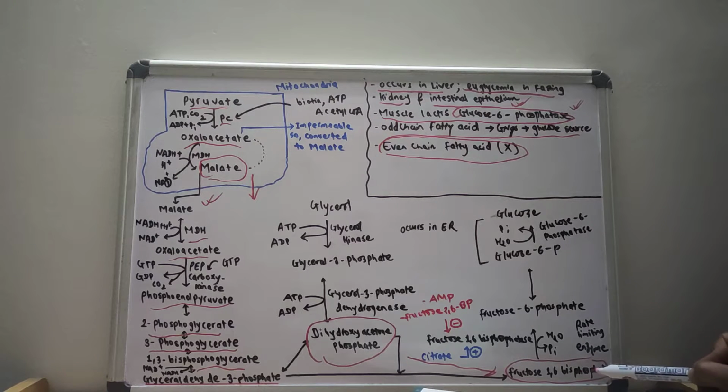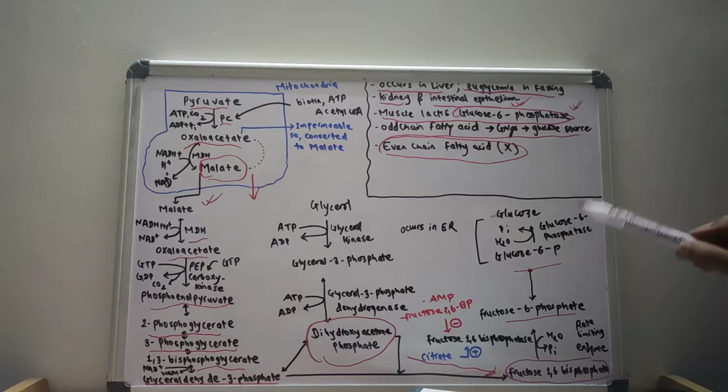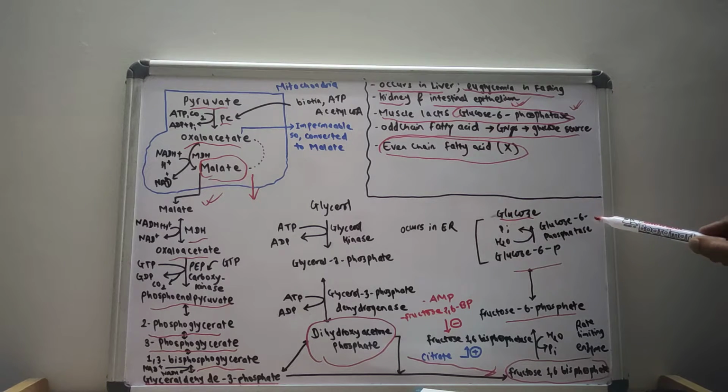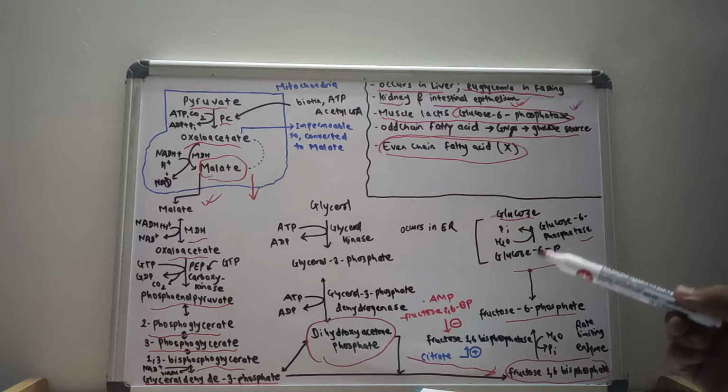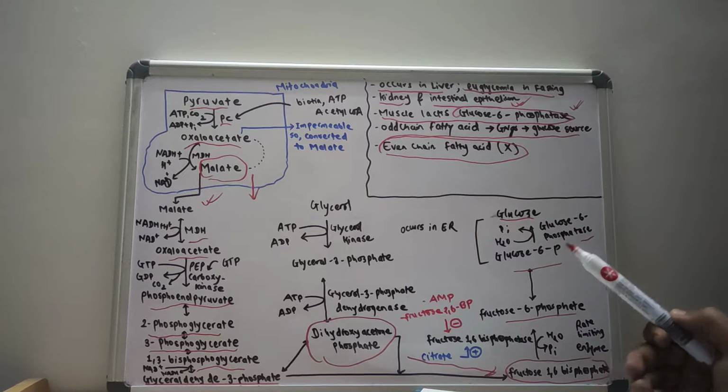So fructose 1,6 bisphosphate is converted into fructose 6 phosphate with the help of the enzyme fructose 1,6 bisphosphatase. So this is the rate limiting enzyme. You have to know this very well. And the fructose 6 phosphate is converted to glucose 6 phosphate, and glucose 6 phosphate is converted to glucose with the help of the enzyme glucose 6 phosphatase. This last reaction basically occurs in the endoplasmic reticulum. So this is the main thing you have to know.